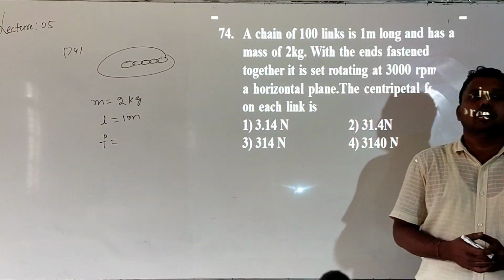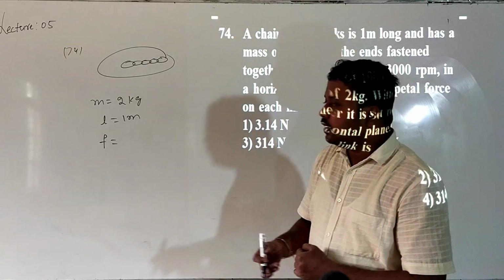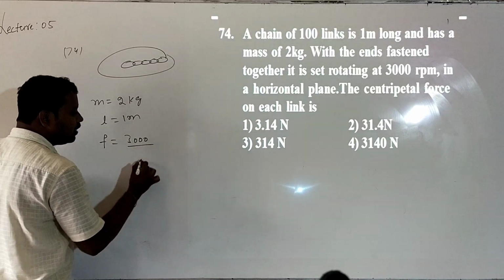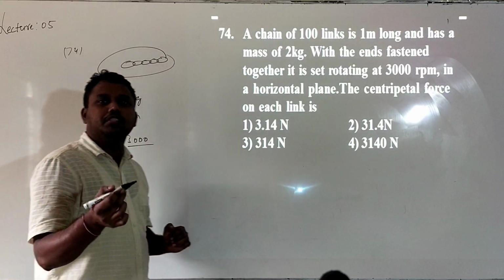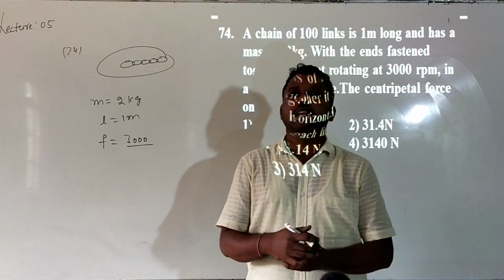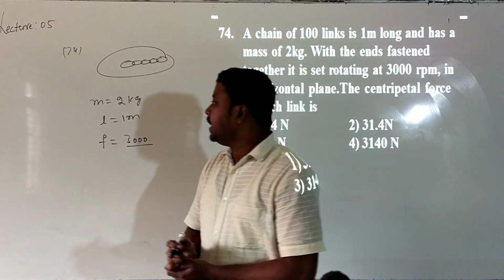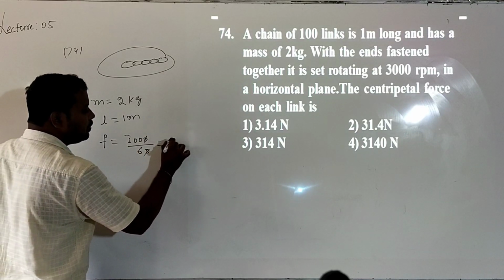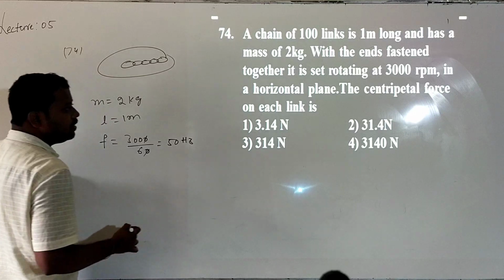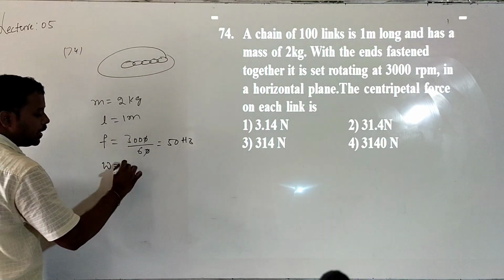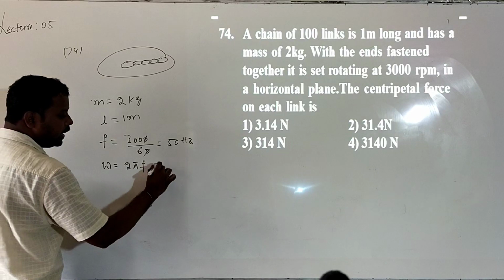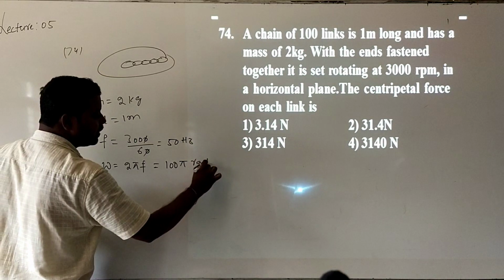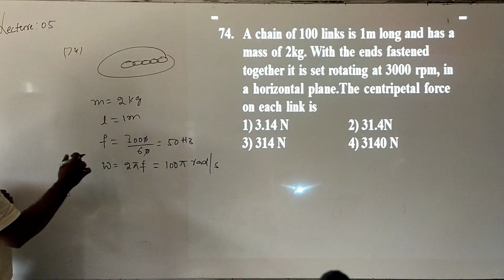They have given the frequency in rpm, revolutions per minute. So f value will be 3000, and to convert to revolutions per second, because frequency means number of revolutions per second but here it is given per minute, we divide by 60. Then the zeros cancel and I get 50 Hz. When I know the frequency, I can calculate omega. Omega is given by 2 pi f. Multiplying with f of 50, I get 100 pi radian per second. This is the angular velocity value.